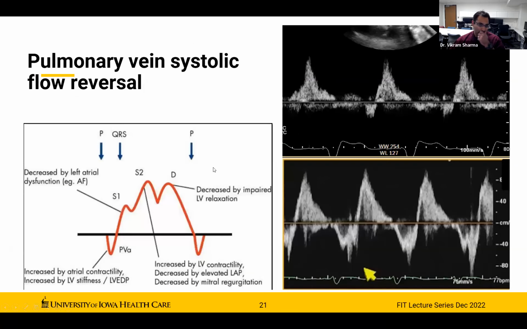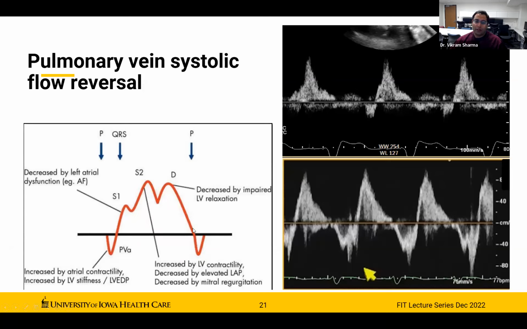And another parameter that is often described is the pulmonary vein systolic flow. So we know that if you put a Doppler across the pulmonary vein, there is continuous forward flow in systole and diastole, and that is also divided into S1 and S2.